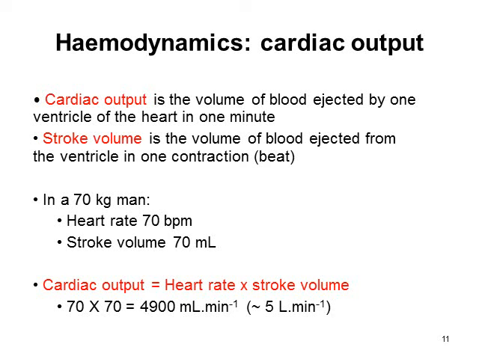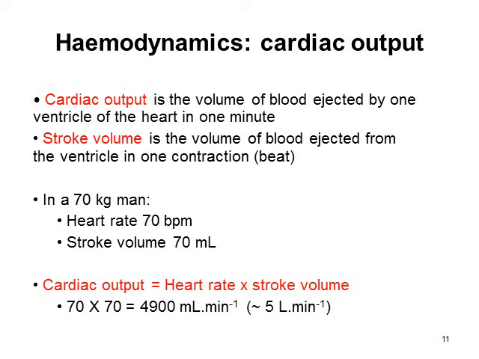If we take Mr. Average as being a 70 kilogram man with a heart rate of 70 beats per minute and a stroke volume of 70 millilitres, so 70 millilitres of blood has been ejected from the ventricle in one contraction.